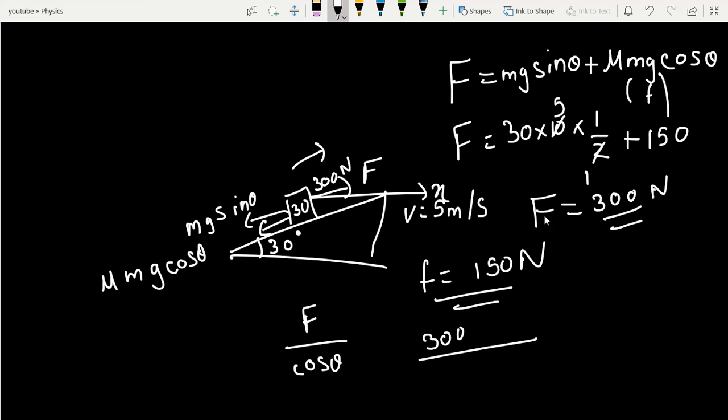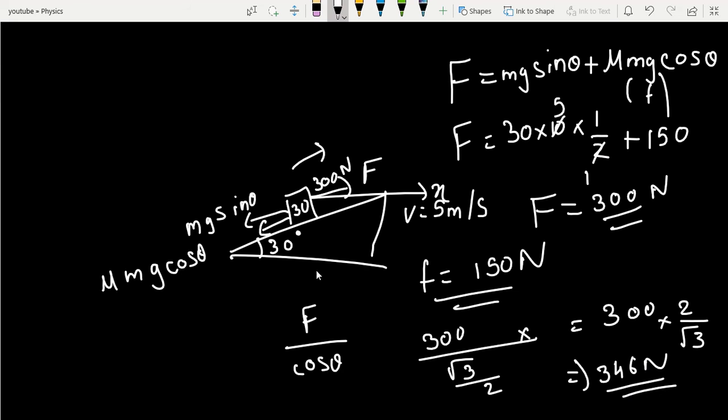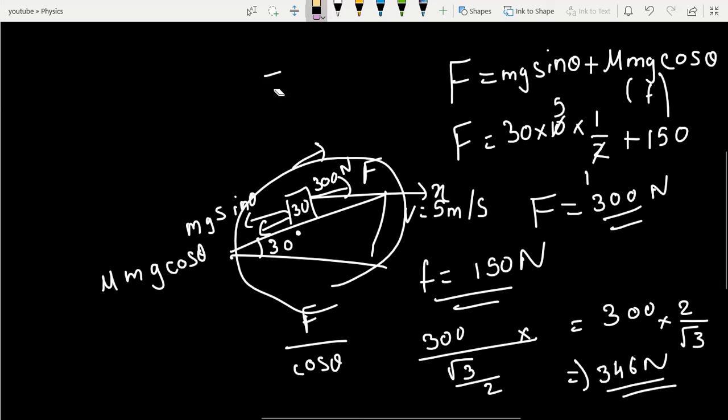The theta value is 30, so cos theta would be root 3 by 2. So 2 is going to go up. This will become 300 into 2 by root 3, which is nothing but 346 newton. So this came as the answer of this question. Remember one thing: if the direction of the force is not the same as the direction of the axis, then we are going to take F by cos theta. If it was the same, then we would have taken F cos theta.